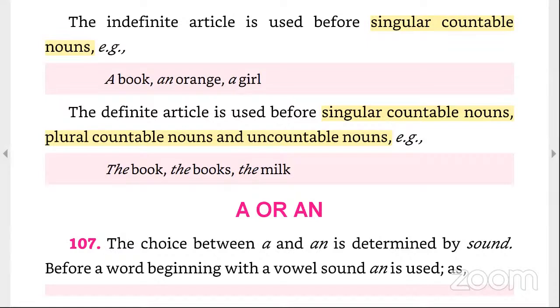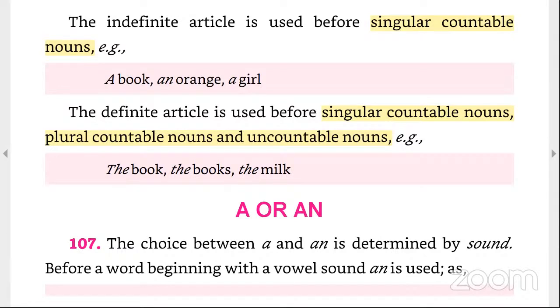The orange, singular, countable noun. The oranges, plural noun, but countable noun. The water, the milk, uncountable nouns. With all these three, we can use the.